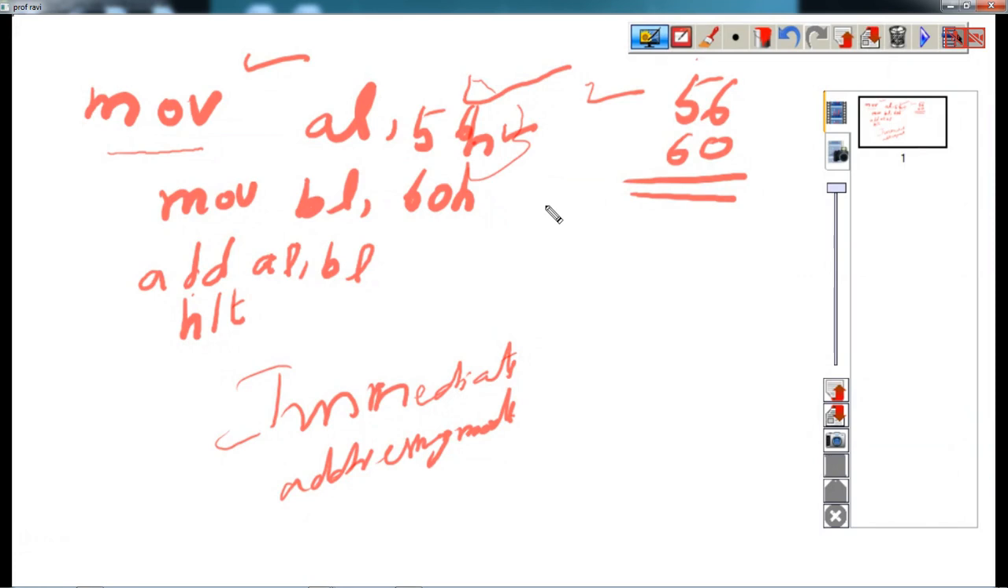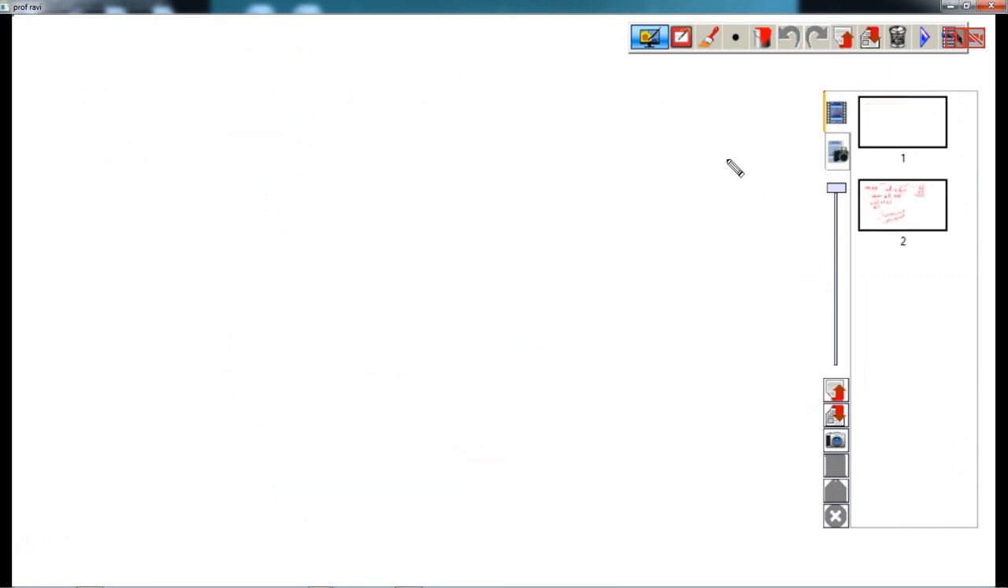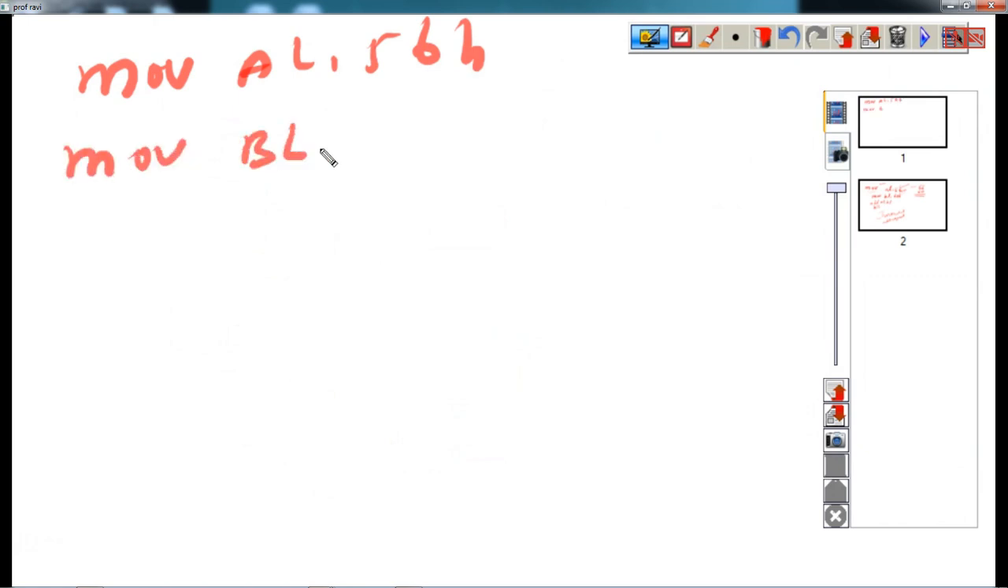Here, this is how you can slowly start writing programs. Let me take another sheet and explain what exactly we did. We wrote a small program to add 2 bytes. MOV AL, 56H, and MOV BL, 60H, ADD AL, BL, and then halt.